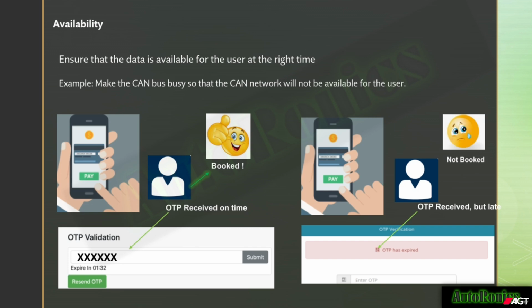and it is not useful for me. So when we relate that to the automotive scenario, a hacker can take control of a vehicle and send CAN messages continuously and make the bus busy. By this, the hacker ensures that the user cannot make use of the network for the normal functionality of the vehicle.